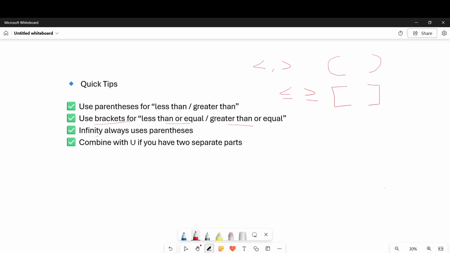Infinity always uses parentheses, as we already know. Minus infinity and plus infinity always use parentheses, the open bracket, because infinity cannot be included.